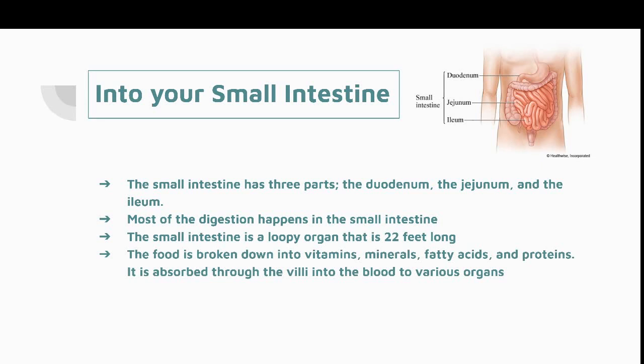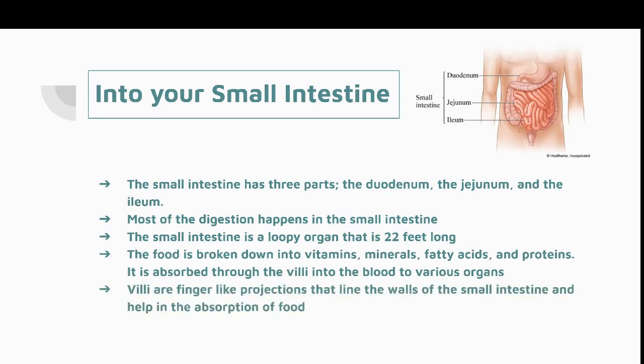It is absorbed through villi into the blood to various organs. Villi are finger-like projections that line the walls of the small intestine and help in the absorption of food. Any undigested food will move into the large intestine. The fat starts getting dissolved in the small intestine.